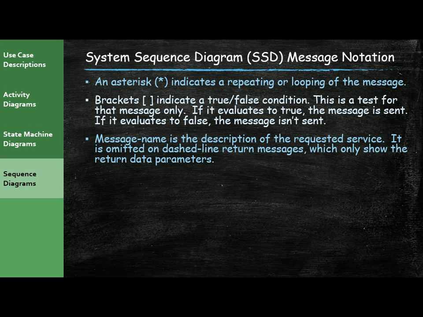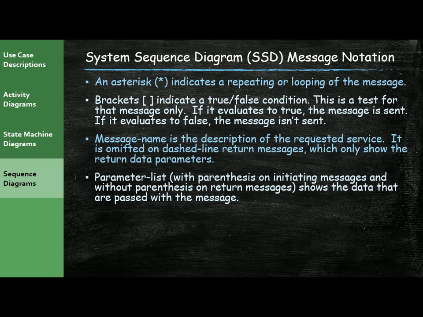A message name is the description of the message service. It's omitted on dash line return messages, which only show the return data parameter. So we don't have to have that on the return, but we'll have a message name on the input message. The return message, it's implied, is a response to that message. The parameter list, usually with parentheses on the initiating message, but no parentheses needed on the output because usually it's only parameters being sent back, shows the data that are passed with the message. So when we send the message in, we could have a message that says do something, but with no parameters. Or we could have a message that says do something, and here's the parameters you need to do it, or arguments if in the parlance of programmers.